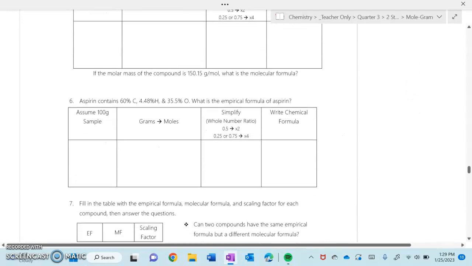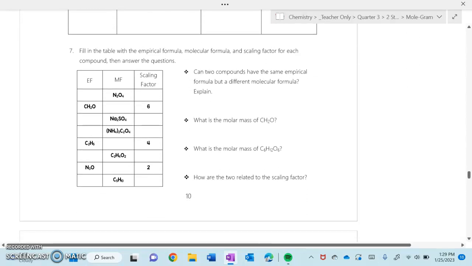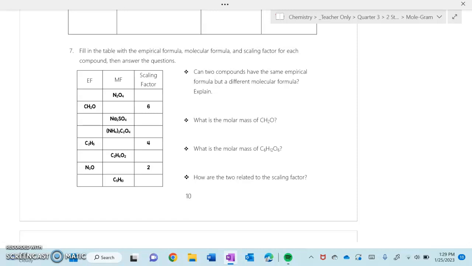So if you'll flip to the back for me, number 7 does a really good job of showing us the difference between empirical and molecular formula. So the most important thing for you to remember is that empirical means reduced. Really, empirical means experimental, but it's going to be our reduced chemical formula. So we're going to fill in this table showing a relationship between the reduced version, empirical formula, and then our larger version, the molecular formula, and by which factor it is related. And that factor is going to be multiplying between the two.